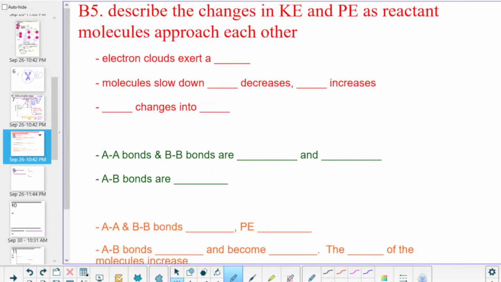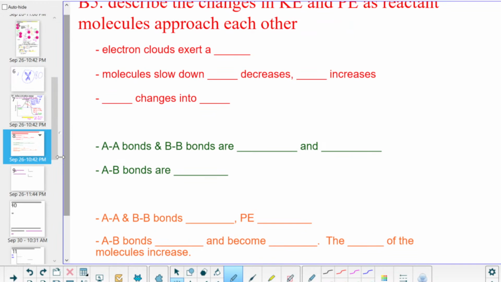Okay, describe the changes in kinetic and potential energy as reactant molecules approach each other. Now, as electron clouds approach each other, what are they going to exert? They have a charge. What does a charge exert on another charge? Repulsion. So a repulsive force. You could also talk about the attractive force of the electron to the proton. So the most important word here is that there's a force.